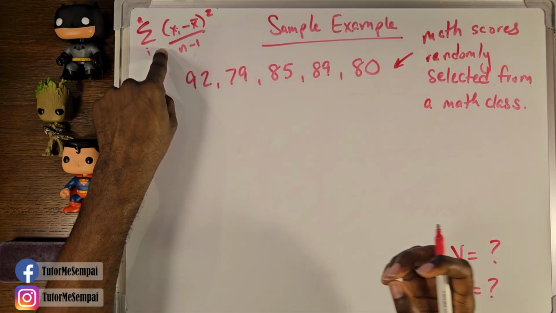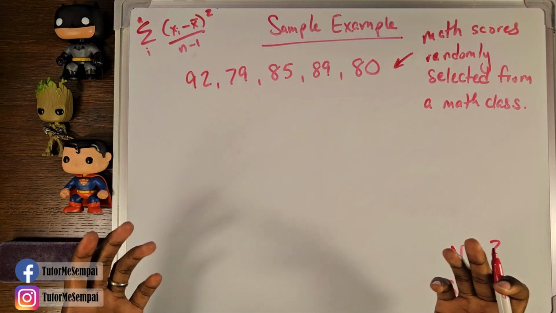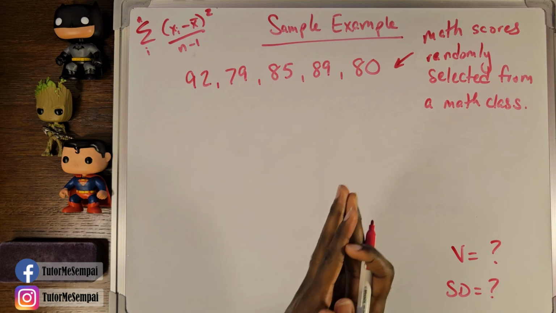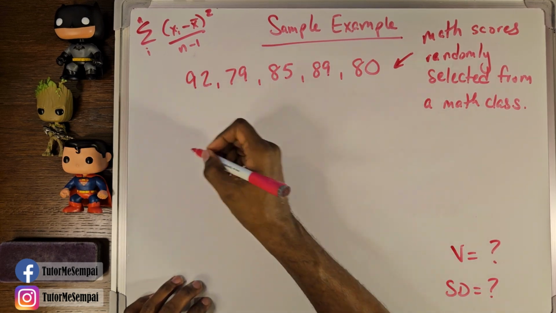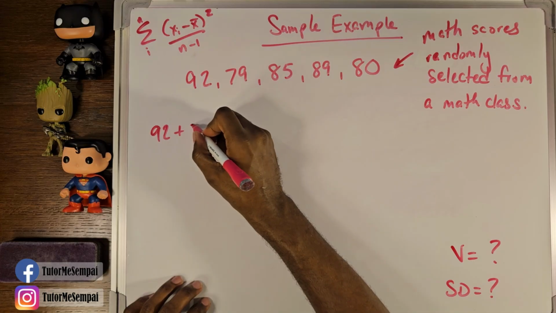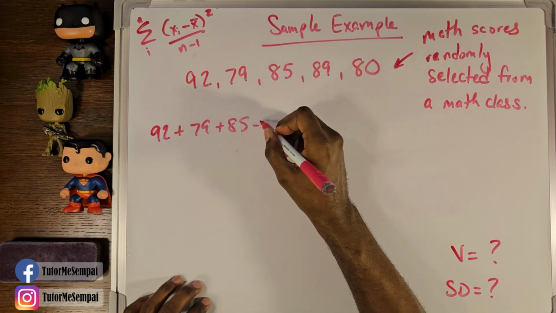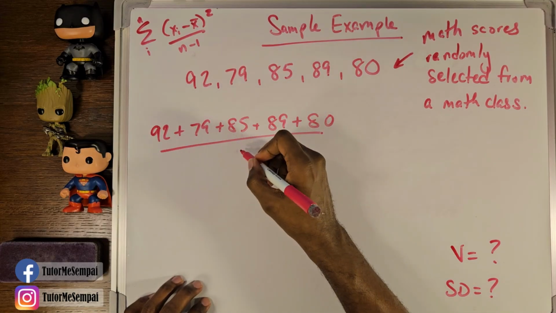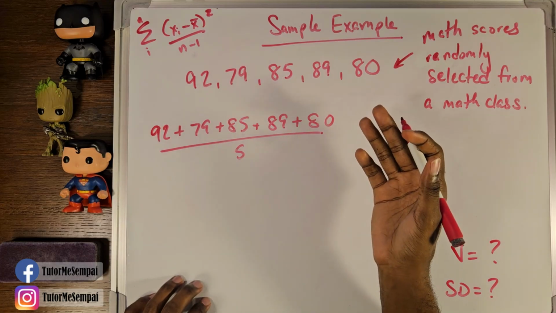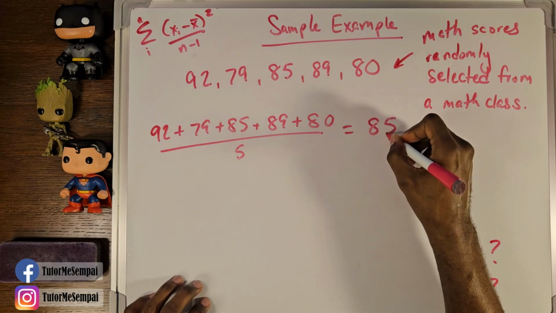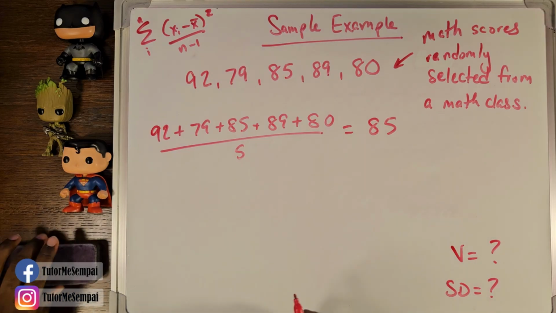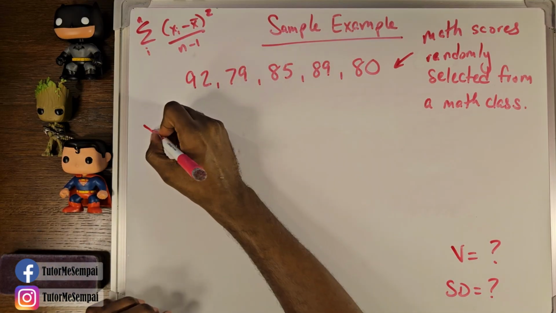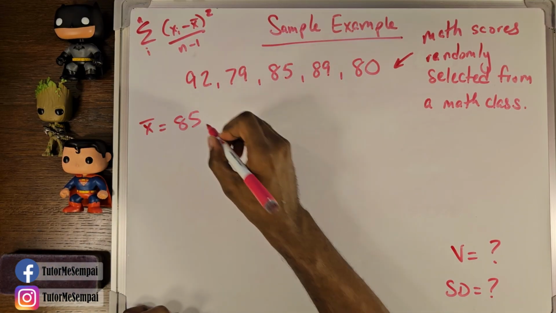This is our formula because it's our sample variance that we're finding. Now all we have to do is plug it in and see what we get. So the first thing we need to do is find our sample mean, our X bar. So let's sum up everything. And when we do 92 plus 79 plus 85 plus 89 plus 80, and we divide all of that by 5 because it's a mean, an average, we're going to get 85. So our sample mean in this case is going to be 85. So averaging all of that gives you an X bar of 85.